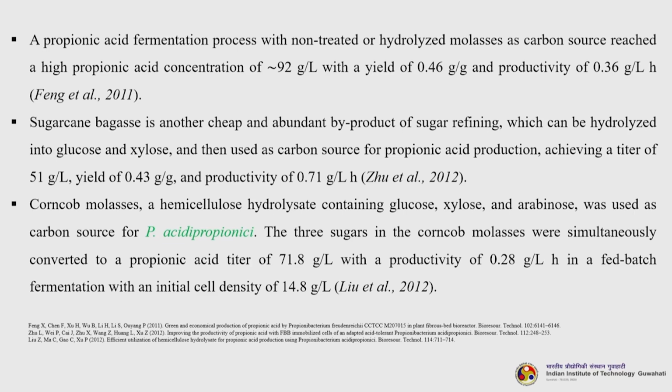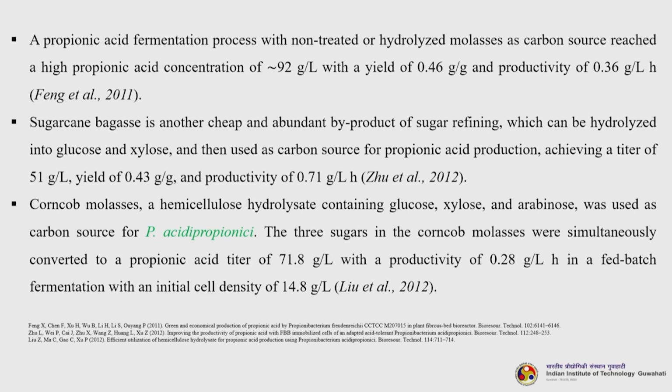Sugarcane bagasse is another cheap and abundant byproduct of sugar refining, which can be hydrolyzed into glucose and xylose and then used as carbon source for propionic acid production, achieving a titer of 51 grams per liter, a yield of 0.43 gram per gram and a productivity of 0.71 gram per liter per hour.